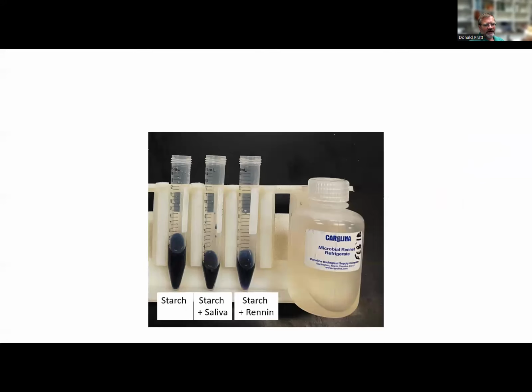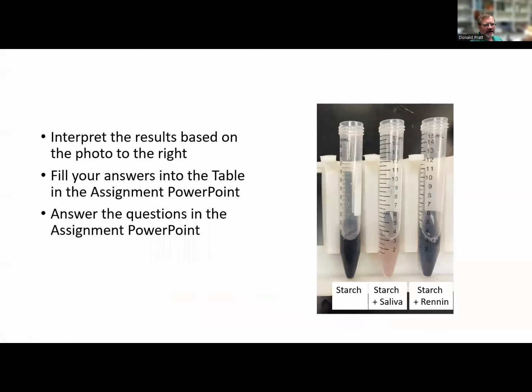So what we did is, here we go. We have 3 test tubes here. Each of them has starch and each of them has iodine potassium iodide. That's why you can see they've all turned black. This tube is starch and iodine potassium iodide. This is starch plus saliva and the IKI. And here we have starch plus rennet or renin. This is another enzyme. And so what we did is we let this sit for 10 minutes. And after 10 minutes, here's what it looks like.